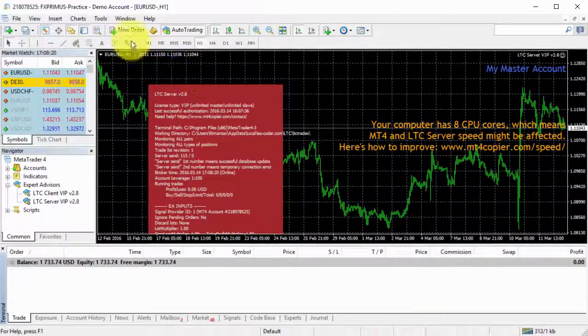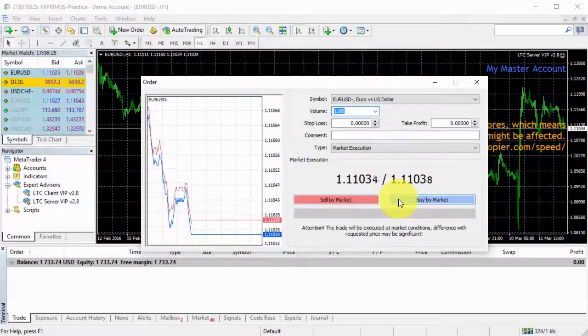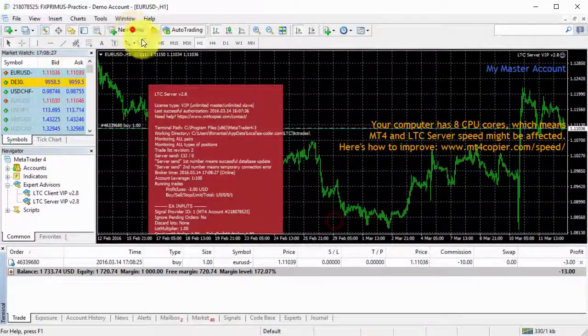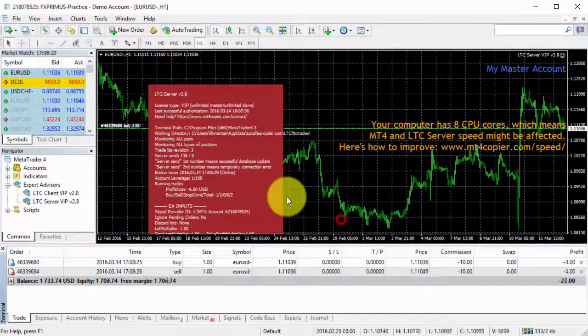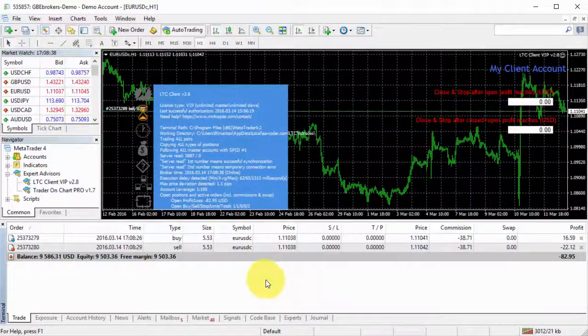So let's say I go and open two trades on my account. I open a buy trade and a sell trade. This works only for two opposite trades. Now I got the same trades copied to my trading account as well, the client account.